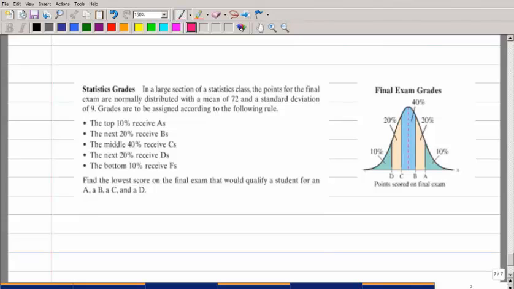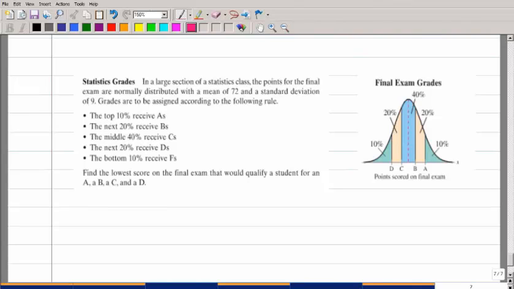It works better with a large set of data, which has a better chance of being normally distributed, as in a big class. With a smaller class, it's less likely. So this example is a large statistics class. The exams are distributed with a mean of 72 and a standard deviation of 9, and grades are assigned according to the following rules. We're not adding points; it's truly a curve because it's being put on the normal curve.